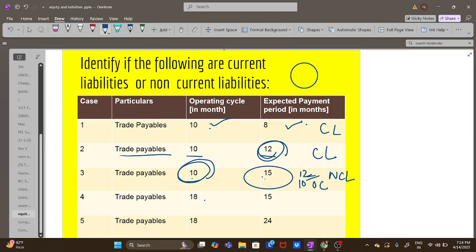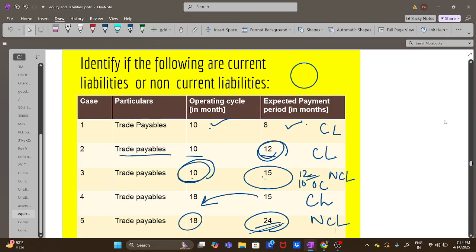Next one, the operating cycle is 18 but it is expected to be paid in 15 months. So this is payable in more than 12 months but within the operating cycle. So that qualifies it to be your current liability. Next one, the operating cycle is 18 and you have to pay it in 24. It's more than 18, it's more than 12, it's 24 months. So it turns out to be a non-current liability.